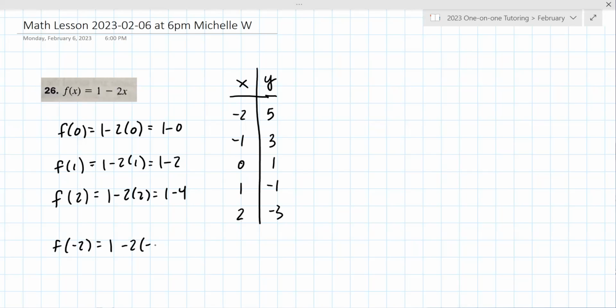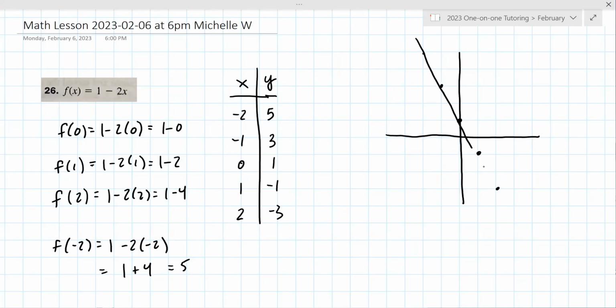1 minus 2 times -2. 1 plus 4 is 5. Okay, so in terms of your graph here, this is a straight line, so you shouldn't be too surprised what it looks like when you're all done. You end up graphing the points (0, 1), (1, -1), (2, -3), and so on here. And you get a graph that looks like this for number 26.